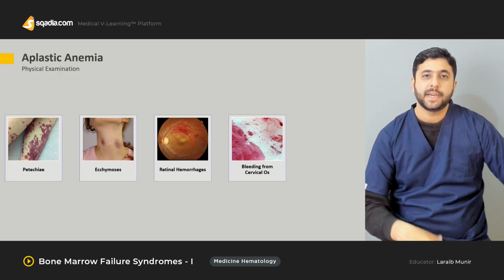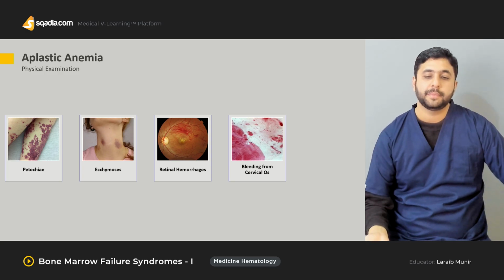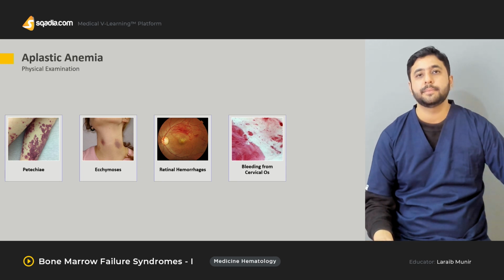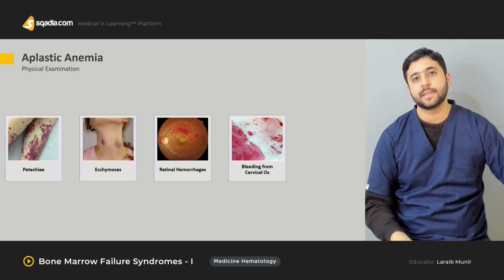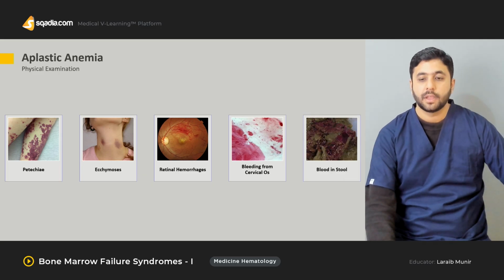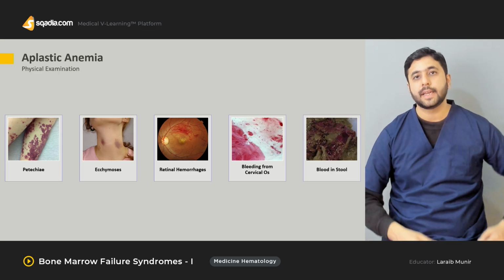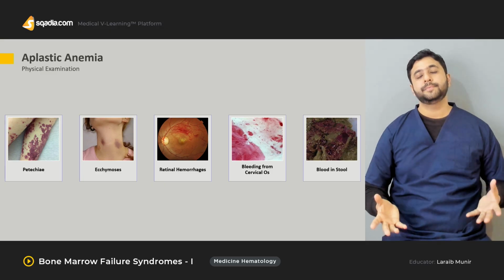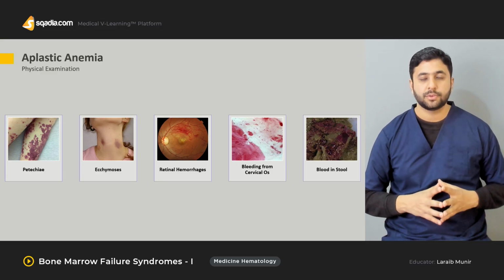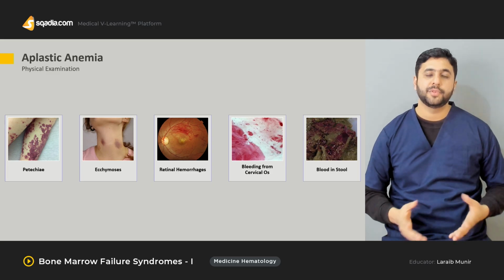Along with that, there can be bleeding from various orifices. For example, in females, it can be bleeding from the cervical os. It can also present as increased menses or menorrhagia. Or there can be blood in stools, which can present as hematochezia, or profuse bleeding as well.